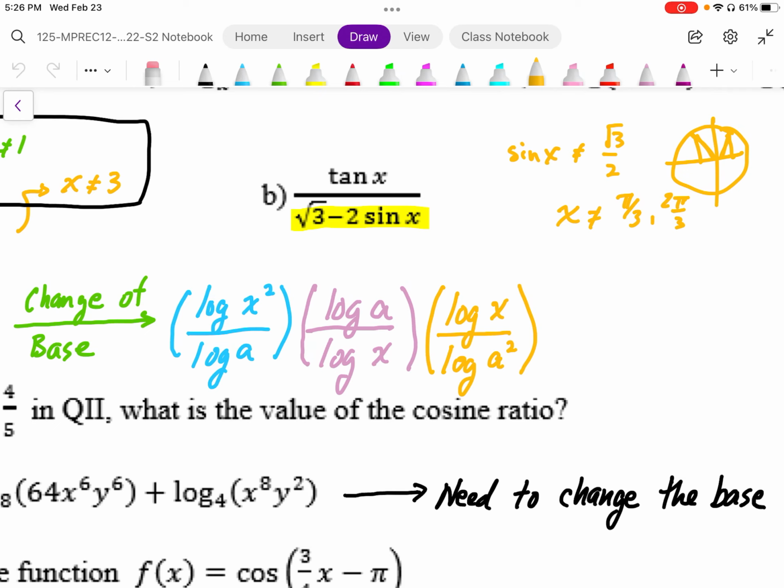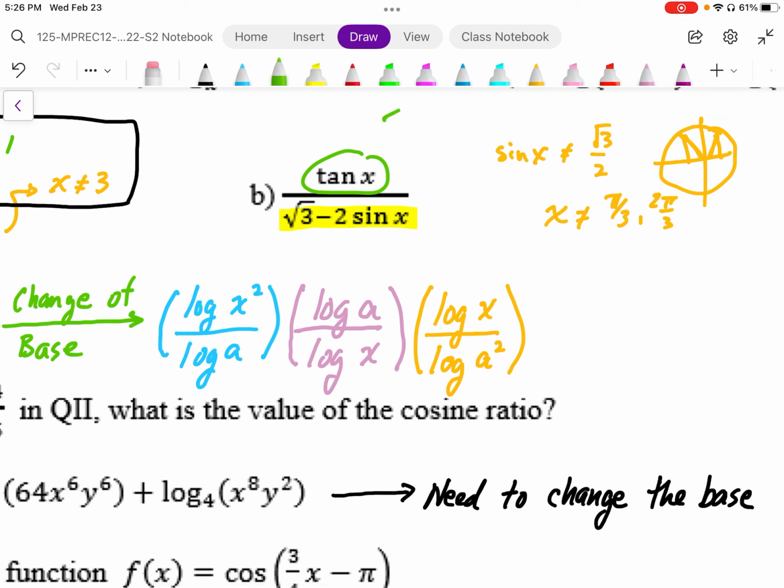We're also going to get a restriction on tan, okay, because tan really is sine x over cos x. That means that cos x cannot be equal to 0. So then I need to make sure I have restrictions for cos x not equal to 0. Cos x is equal to 0 when the horizontal is 0, so those two positions. So x cannot be equal to pi over 2 and 3 pi over 2 and their repetitions.